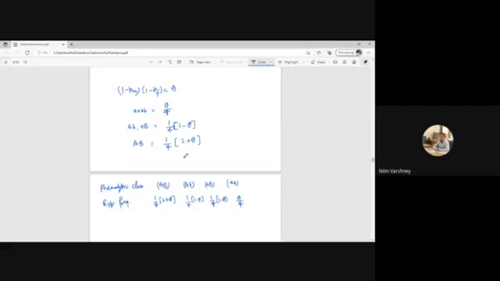Now, first method is method of moments. So this is the simplest method of estimation. This is an important point, that this is the simplest method of estimation.